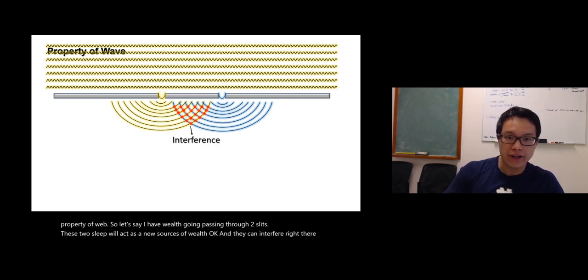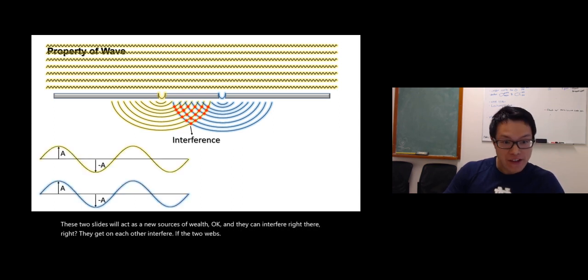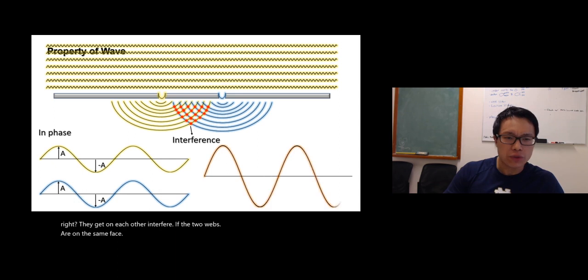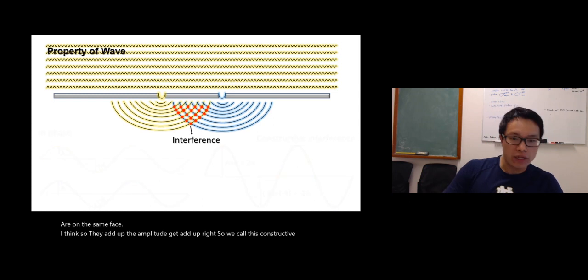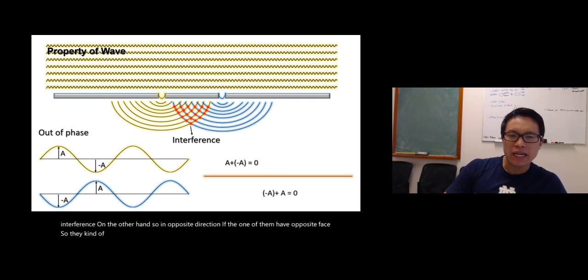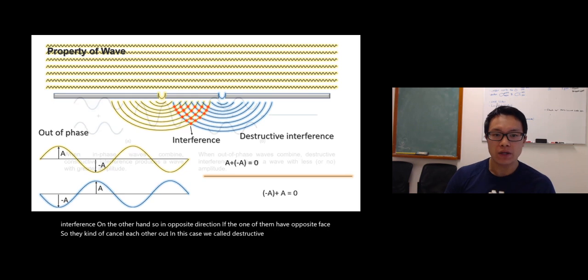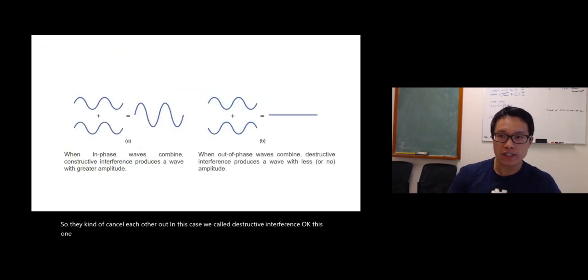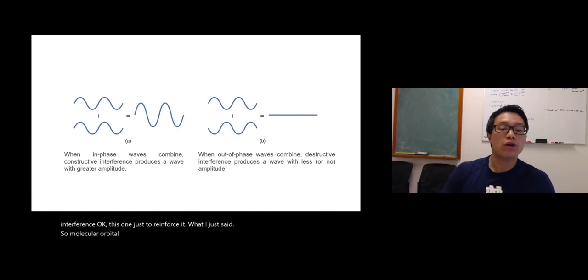They get on each other, interfere. If the two waves are in the same phase, I think you know, they add up, the amplitude gets added up. So we call this constructive interference. On the other hand, in the opposite direction, if one of them has an opposite phase, they kind of cancel each other out. In this case, we call it destructive interference. This one is just to reinforce what I just said. Anyway, molecular orbital theory looks at electrons as waves.